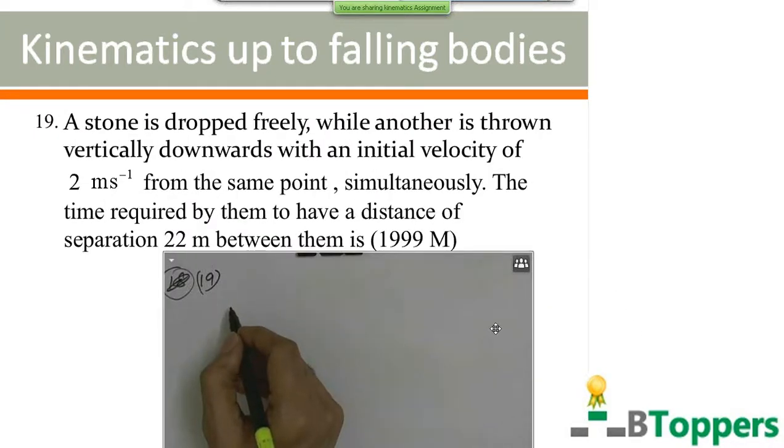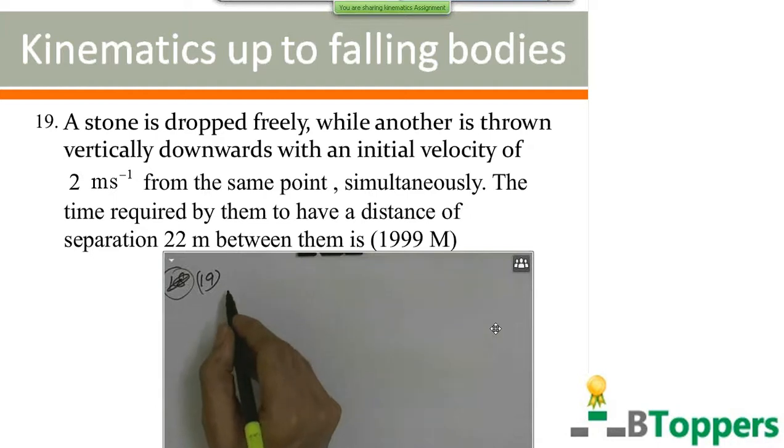See question number 19. A stone is dropped freely while another is thrown vertically downwards with an initial velocity of 2 meters per second from the same point simultaneously. The time required by them to have a distance of separation of 22 meters between them is?